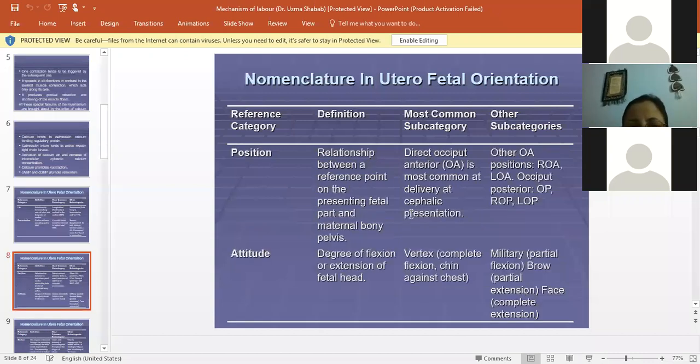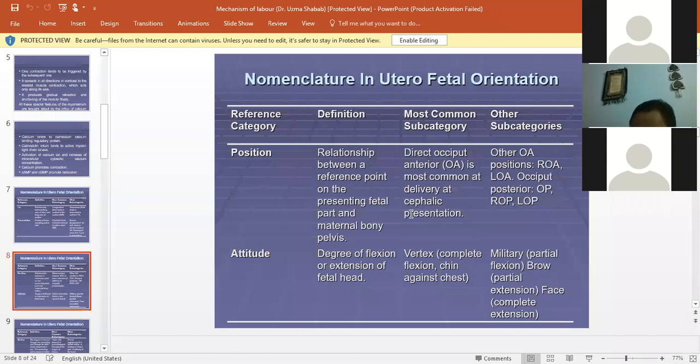What is position? Position is the relationship between the reference point on the presenting fetal part and the maternal bony pelvis. If we subcategorize this, direct occipito-anterior is the most common at delivery in cephalic presentation. Other positions are right occipito-anterior, left occipito-anterior, occipito-posterior, right occipito-posterior, and left occipito-posterior.